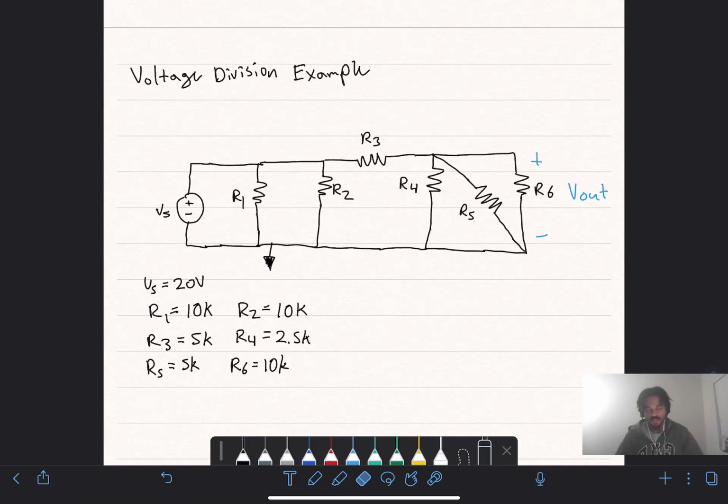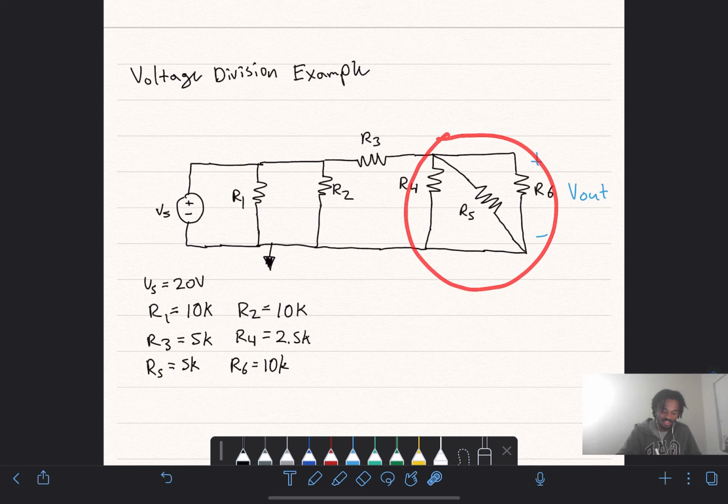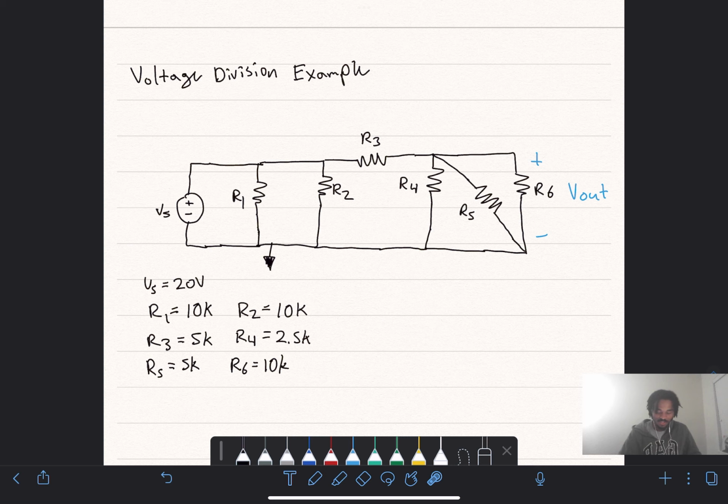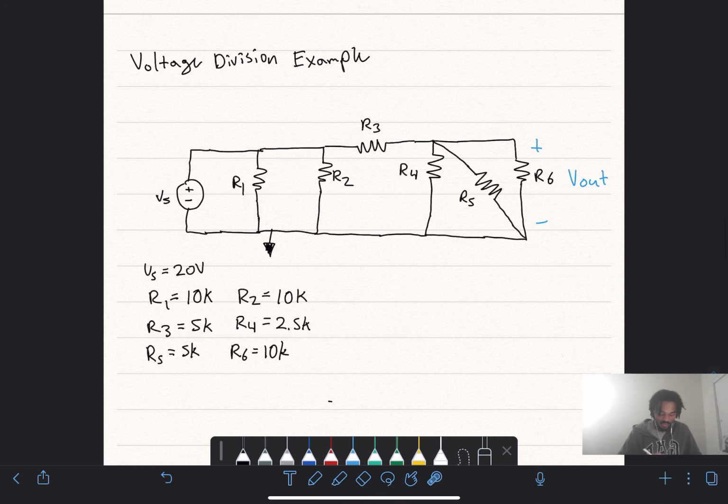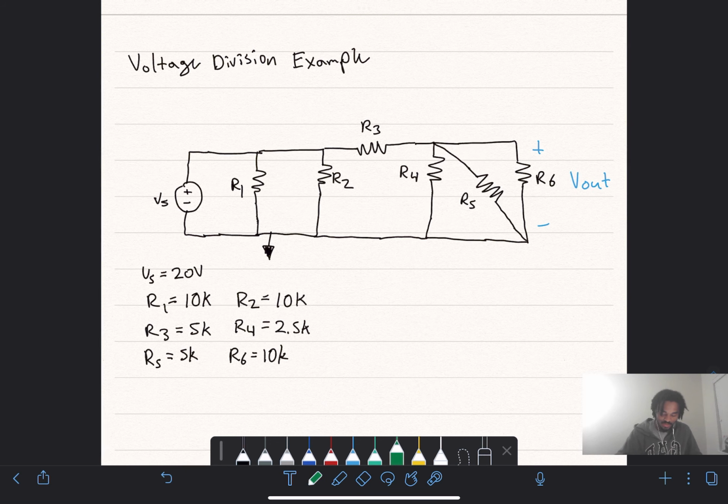So I want to quickly go over a voltage division example that I've seen students get tripped up on. We have funky resistors like this over here, so it takes a little bit of a simplification to solve this problem using only voltage division. So the first step is just going to be working out this side of the circuit, getting it down to be something that we can actually work with.